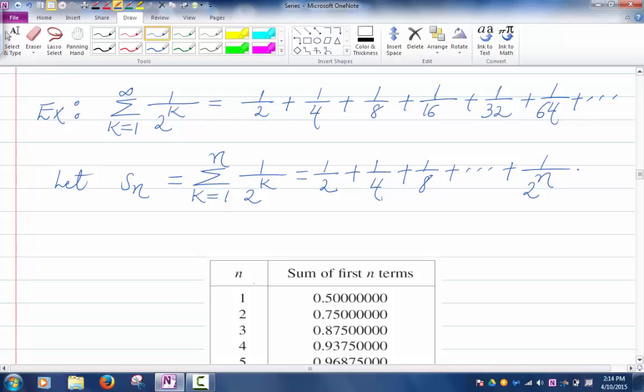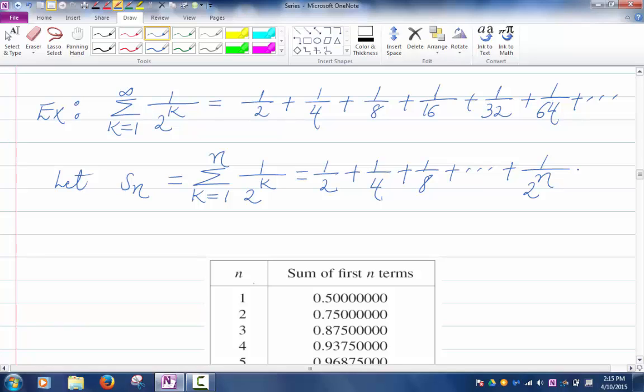That series is 1 over 2 plus 1 over 2 squared, which would be 1 over 4. 1 over 2 cubed would be the third term, which is 1/8. 1 over 2 to the 4, that's 1 over 16, and so on. So that's an infinite series, and the kth term of the series is given by 1 over 2 to the k. Now, how do I make sense of it again?